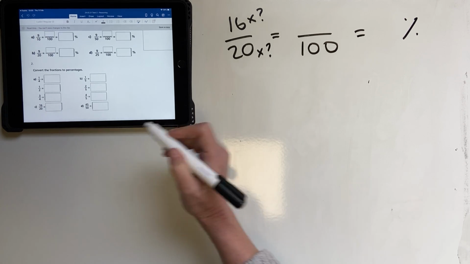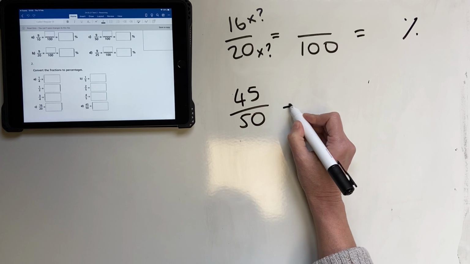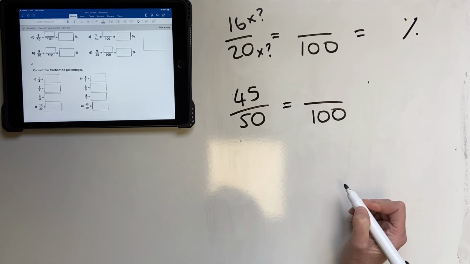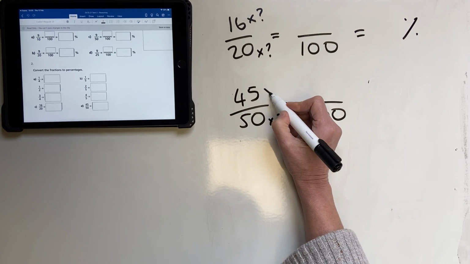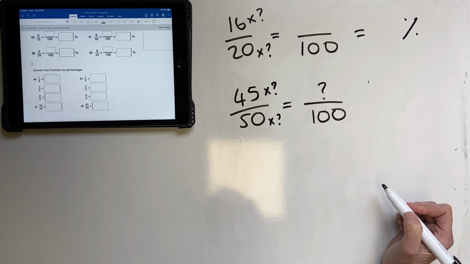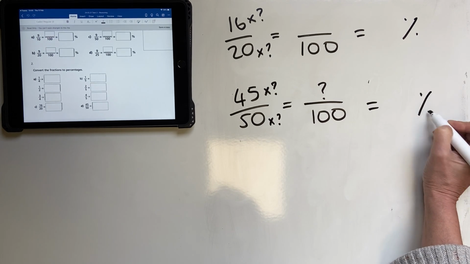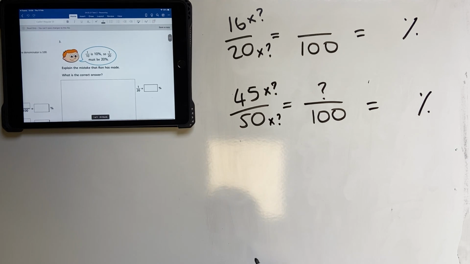And again, 45 50ths. What is the equivalent fraction in hundredths? So what do you do to 50 to make it into 100? Tell me there. Multiply the numerator by the same number. Tell me what the equivalent fraction is in hundredths, and then you'll be able to tell me the percentage. And then last question, question 3.